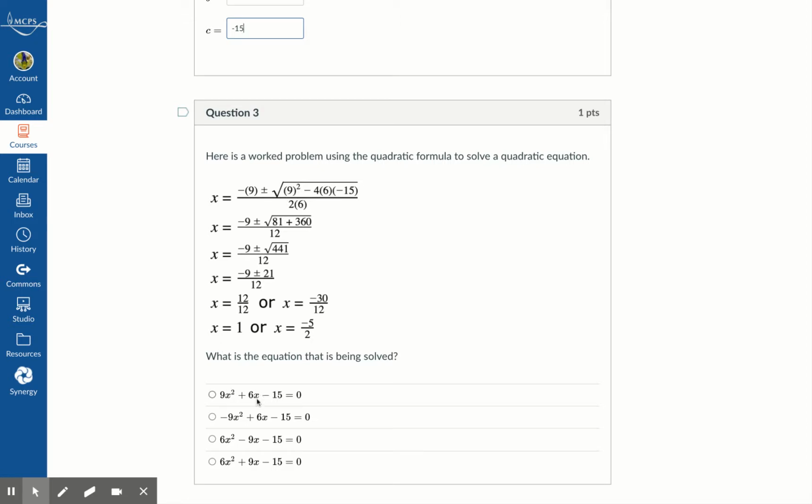So if I go down and look at my middle terms here, I have a b of 6, a b of 6, a b of negative 9, and a b of 9. So it looks like it's going to be this one. Let's just double check with our a and our c. So b squared minus 4a, looks like a should be 6. Yep. And c is negative 15. Yep, sure enough. So that would be the last one.